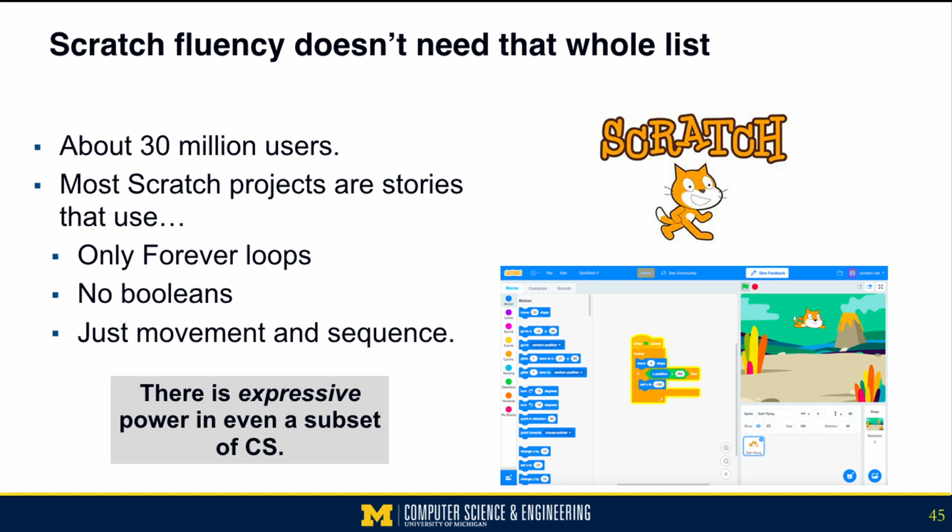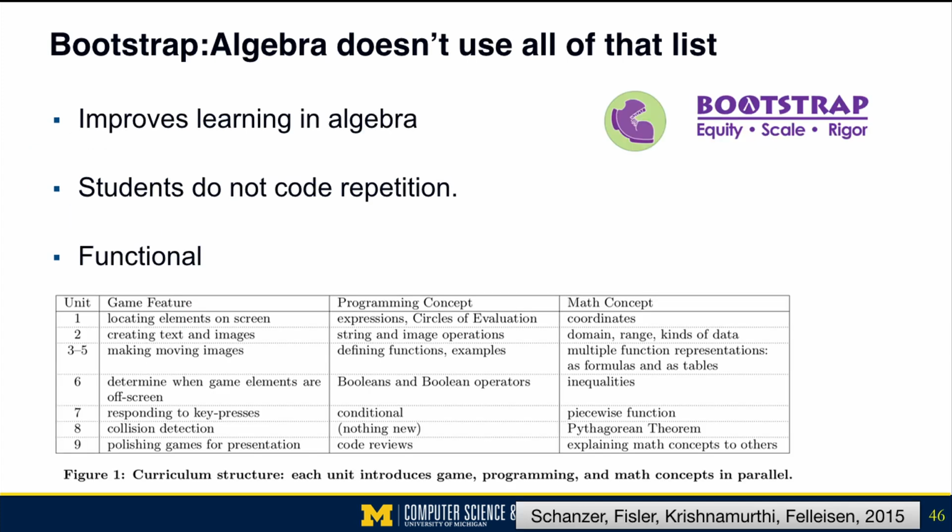I mentioned earlier that I'm a big fan of Bootstrap Algebra. Bootstrap Algebra helps kids learn Algebra 1 by having them build video games in the Racket programming language. And they find in several studies that it actually improves students' learning in algebra. In Bootstrap Algebra, students do not code repetition. There's repetition. It's how you build a video game. There's got to be something repeating. But they don't code it.